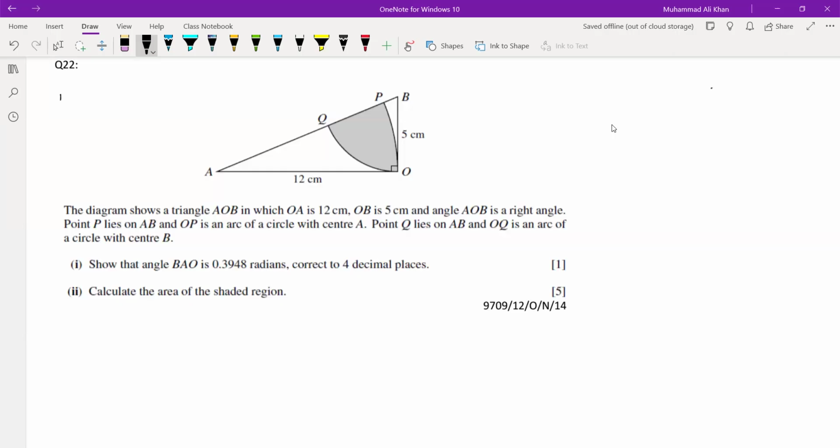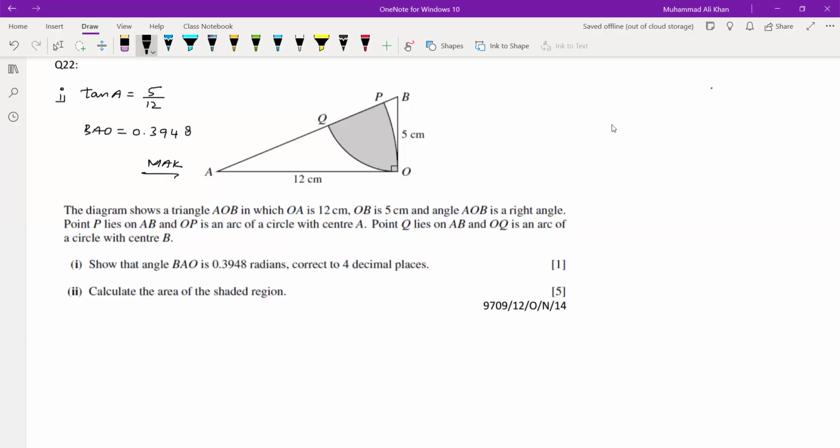It's very simple. It's a right angle triangle. How can we calculate angle BAO? It will be tan A is equal to opposite over adjacent, 12. What is angle BAO? The angle BAO is 0.3948, and this we have to prove in the first part. Any confusion? Simple. After that, we have to calculate the shaded area.